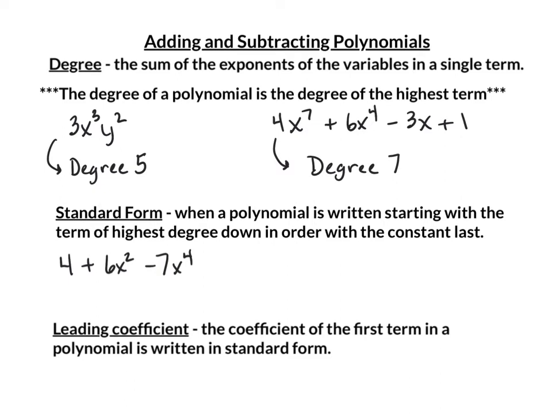Often we have powers mixed in there. You see some below: 3x cubed y squared, 4x to the 7th plus 6x to the 4th minus 3x plus 1. Those are polynomials.